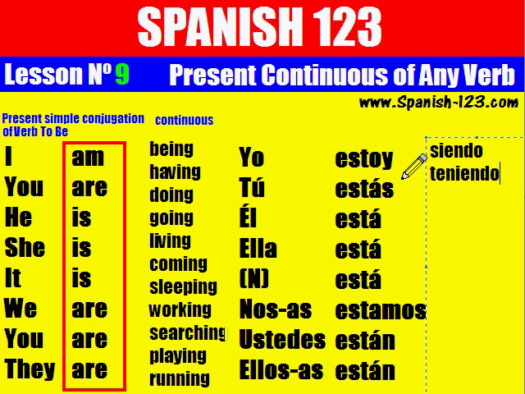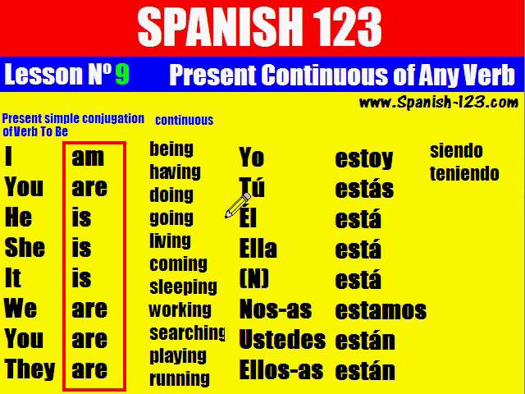I am having a good time. Yo estoy teniendo un buen momento. A good time. Now you can see it's very easy. Actually, it's very, very easy when you learn with this list.